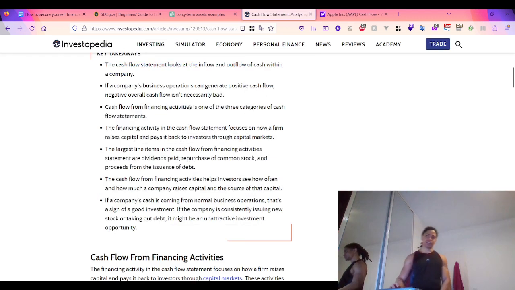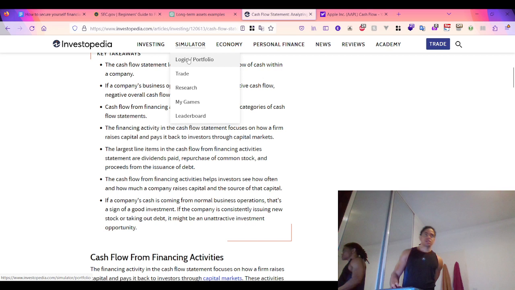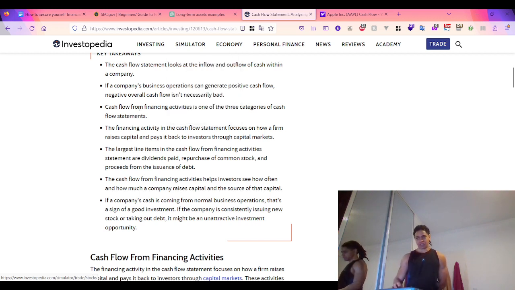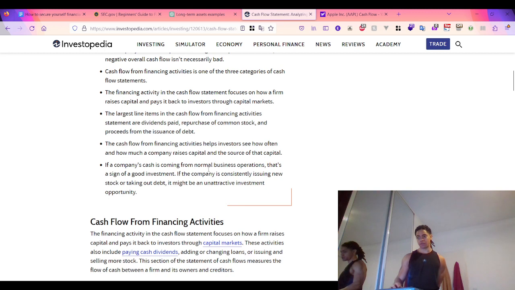So the TLDR of the financial statement here is that financing activities involve the company's long-term liabilities, aka long-term obligations, and equity ownership. The financing activity in the cash flow statement focuses on how a firm or a company raised capital and pays back to investors through capital markets. If a company's cash is coming from normal operations, that's a good sign for investment. If the company is consistently issuing new stock or taking out debt, it might be an attractive investment opportunity.